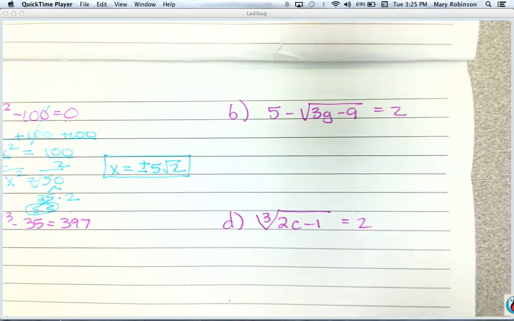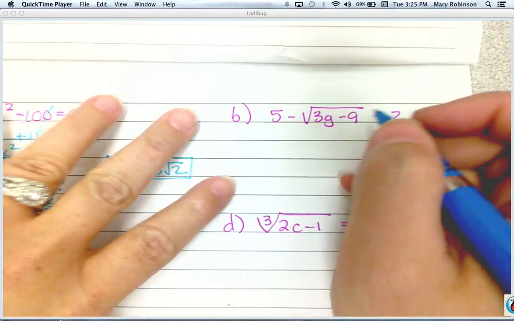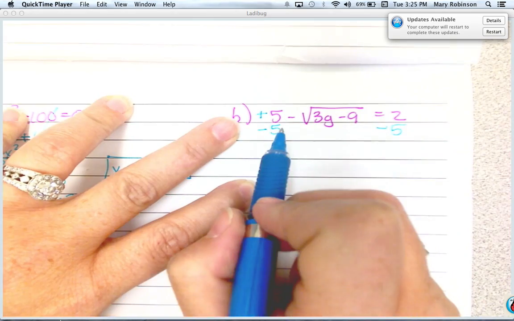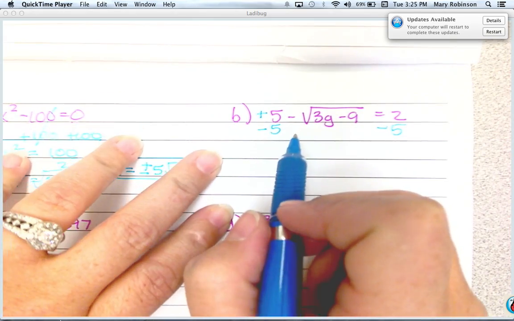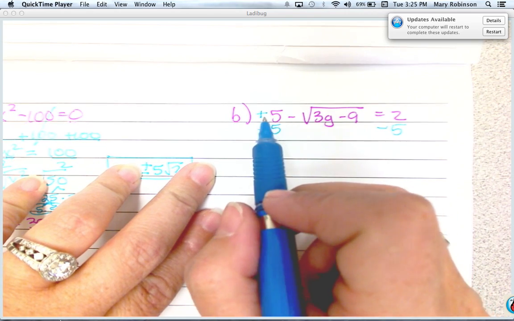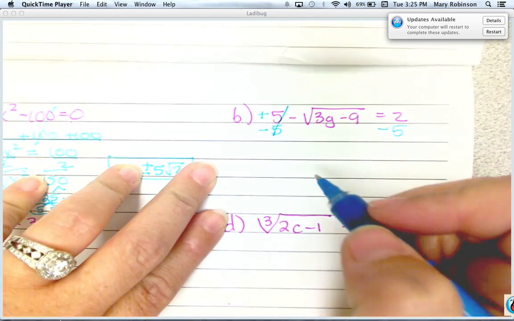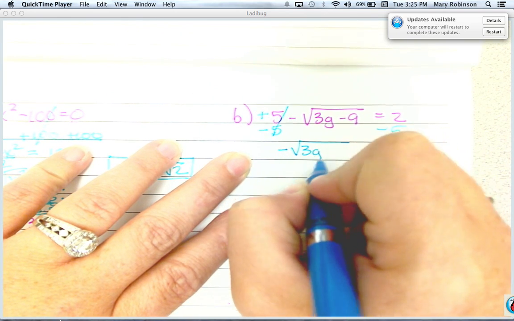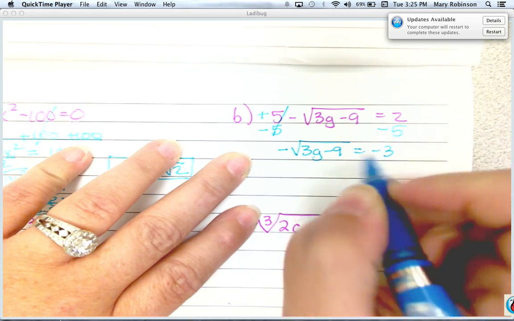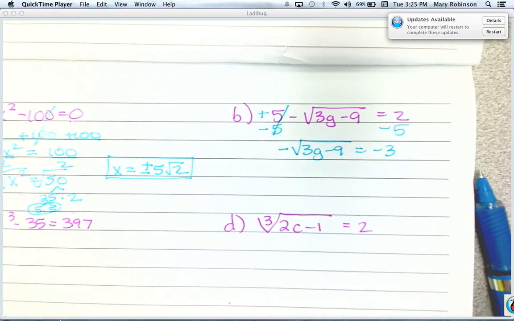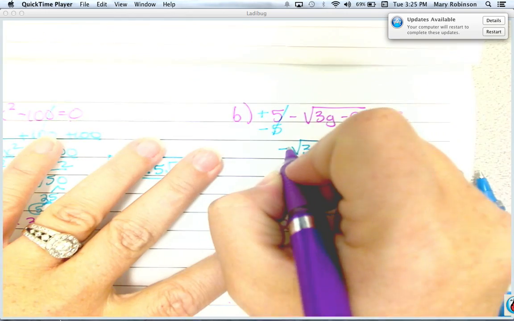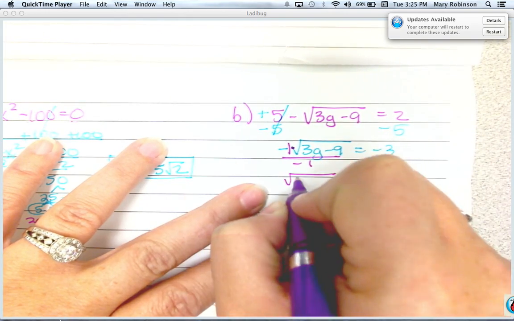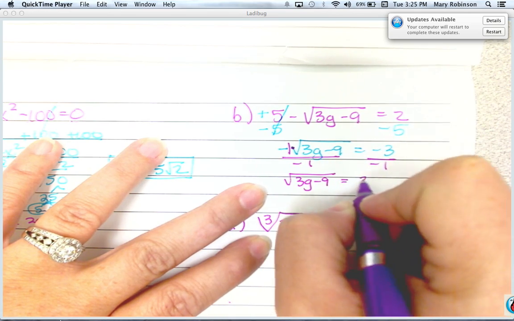For part B, we have to isolate the radical first, so we subtract 5 first from both sides, remembering that just because we see a minus sign does not mean we add. The 5 that we're trying to get rid of is a positive 5, so we need to zero it out by subtracting 5. That leaves us with the opposite of the square root of 3g minus 9. But remember that that's really a negative 1 being multiplied. So if we divide both sides by a negative 1, we isolate the radical finally.